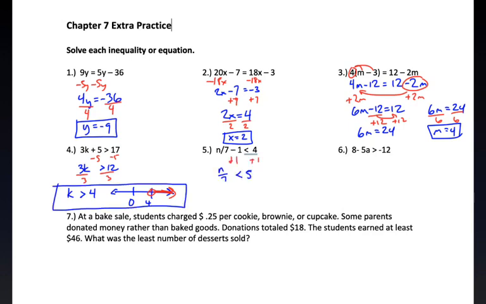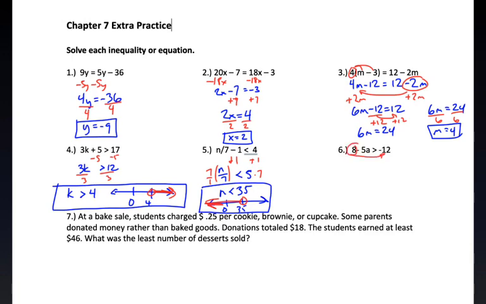Here on this one, I'm going to add 1 to both sides. I get n divided by 7, or n over 7, is less than 5. The opposite of dividing by 7 is to multiply by 7 over 1, so that's 35. n is less than 35.